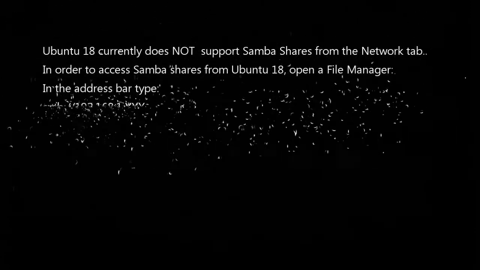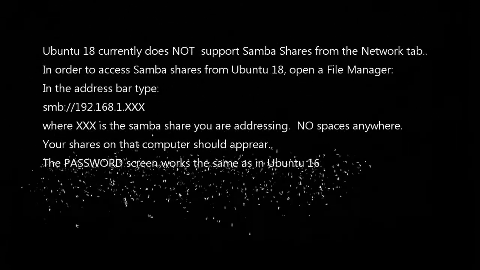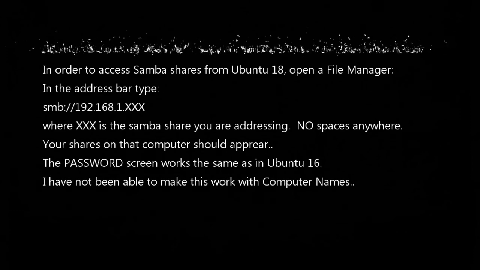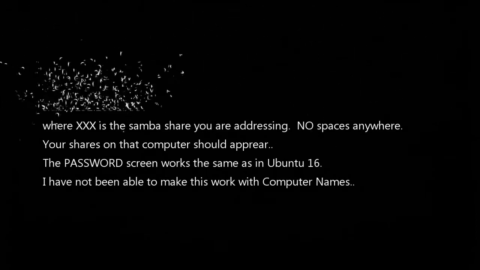In the case of Ubuntu 18, you must access the Samba shares directly from the address line on your file manager. Version 18 does not support direct icons. You have to use the SMB statement as I've shown here to access your Samba shares. Once you execute this statement, your shares should appear.